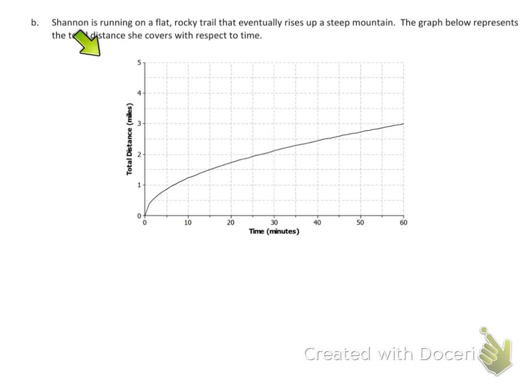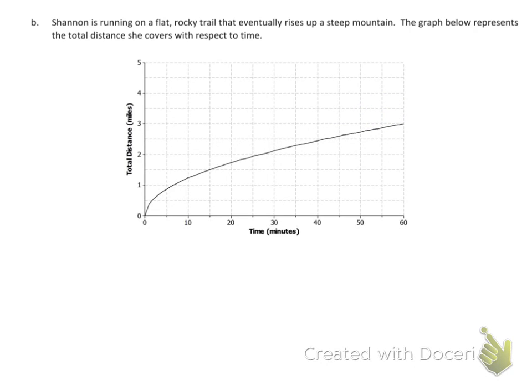Well, let's go back to her story. She's running on a flat, rocky trail that eventually rises up a steep mountain. So she's not going to be able to go as fast as the other runner because it's a rocky trail. But she's going fast while it's flat. Here's where it's flat. And then here's where the mountain is steep. And so her speed is slowing down. She's still moving forward, but slowing down.